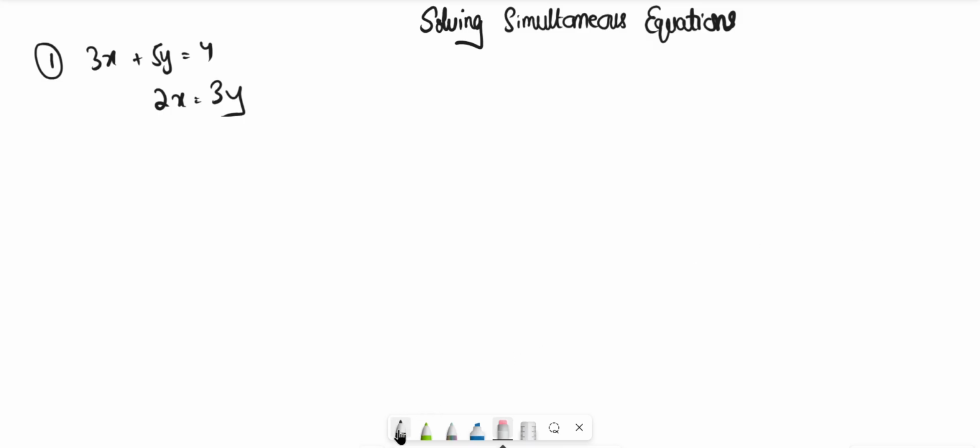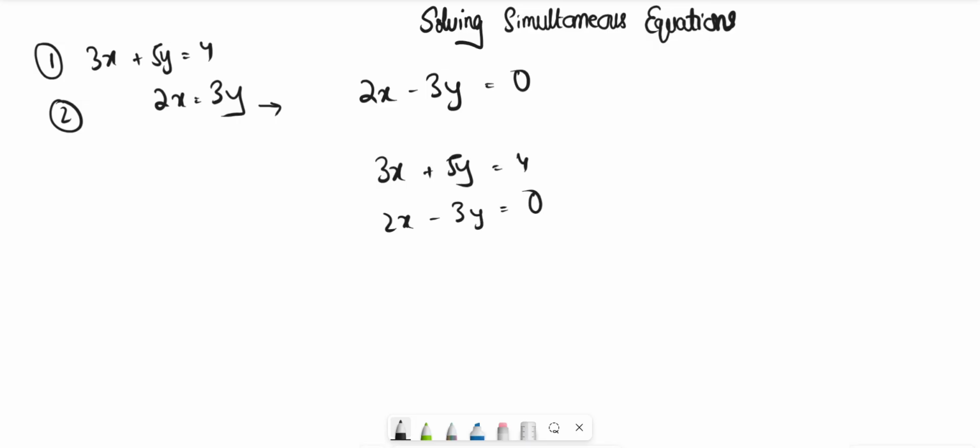Now, this equation in the form of 2x equals 3y, can I write it like this? 2x minus 3y equals 0. Can I write it in this form? First tell me. Okay, so 3x plus 5y equals 4 and 2x minus 3y equals 0. Well and good. Now what else should we do? Do you want to eliminate x first or y first? Be careful with what you do. Okay, let's try to eliminate y first. How would we eliminate y?